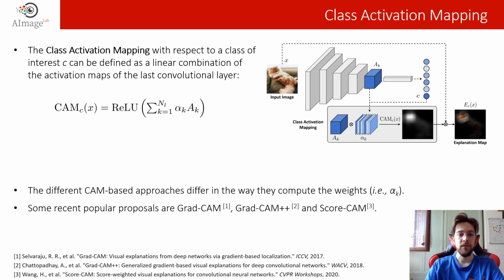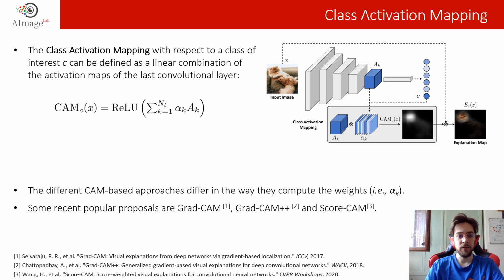A CAM-based method is defined as a linear combination of the activation maps of the last convolutional layer. In other words, we feed forward an image into the CNN. We extract the feature maps output from the last convolutional layer. We compute a list of weights using a specific approach, and we'll come back to this later. Finally, we compute a linear combination between the feature maps and the weights. This results in the final saliency map.